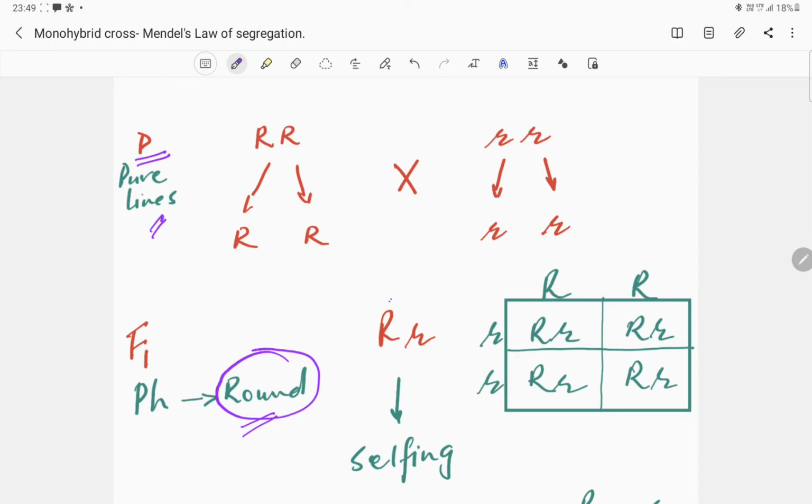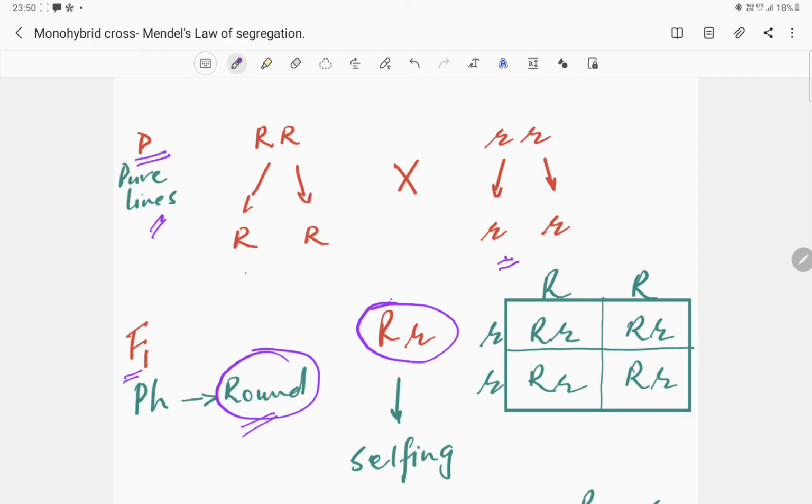The parents were homozygous dominant, and one of them homozygous recessive; one was round, the other was wrinkled. After crossing, the first generation, we call it the first filial generation, or the first generation, the seeds were all round. Now Mendel was astonished. He was like, what happened to the wrinkled seeds? Where did they go? Now, this was the first point of observation.